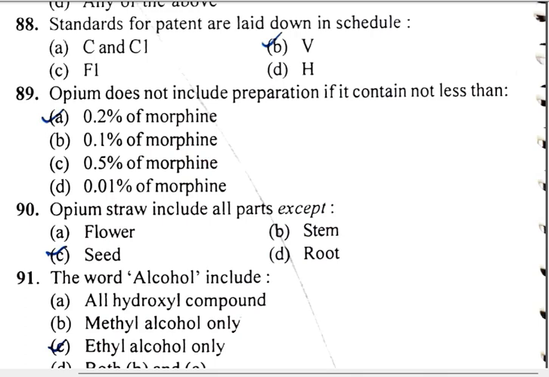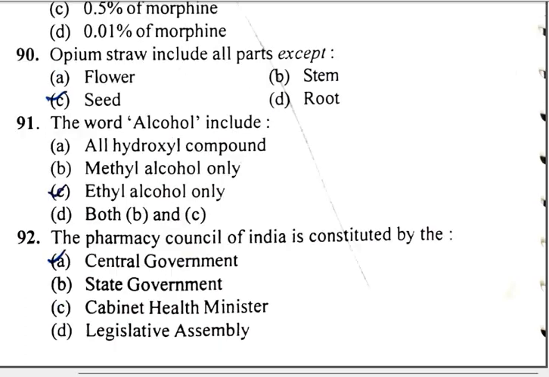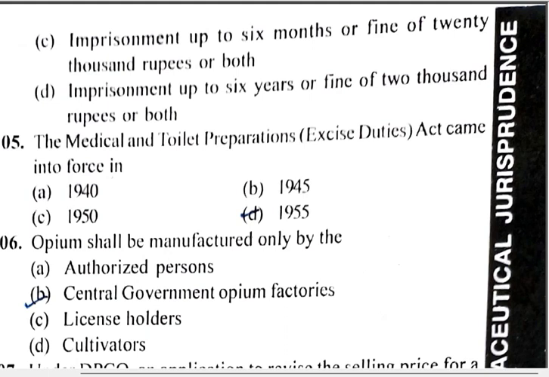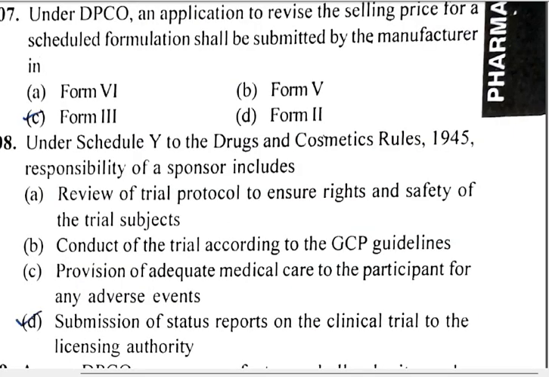Opium does not include preparation if it contains not less than 0.2% of morphine. Opium straw includes all parts except seed. The word alcohol includes ethyl alcohol only. The Pharmacy Council of India is constituted by central government. The Medical and Toilet Preparations Act came into force in the year 1955. Opium shall be manufactured only by the central government opium factories.